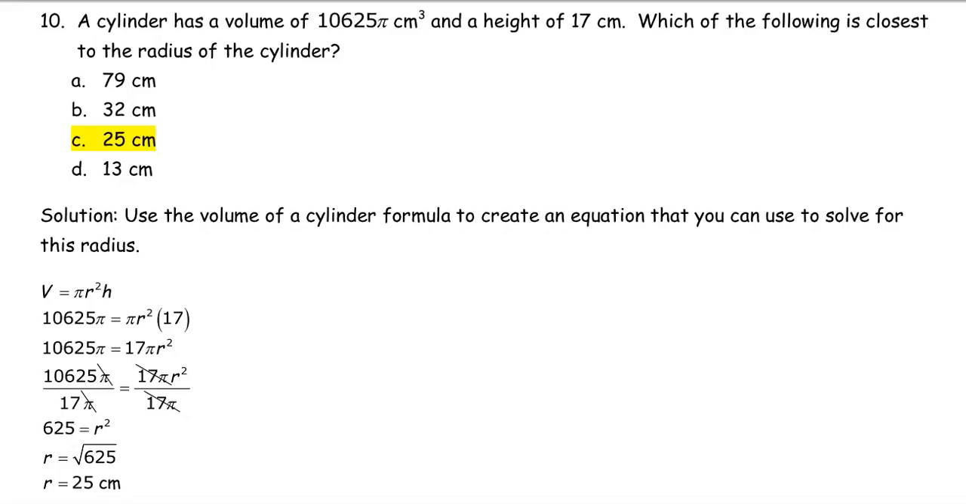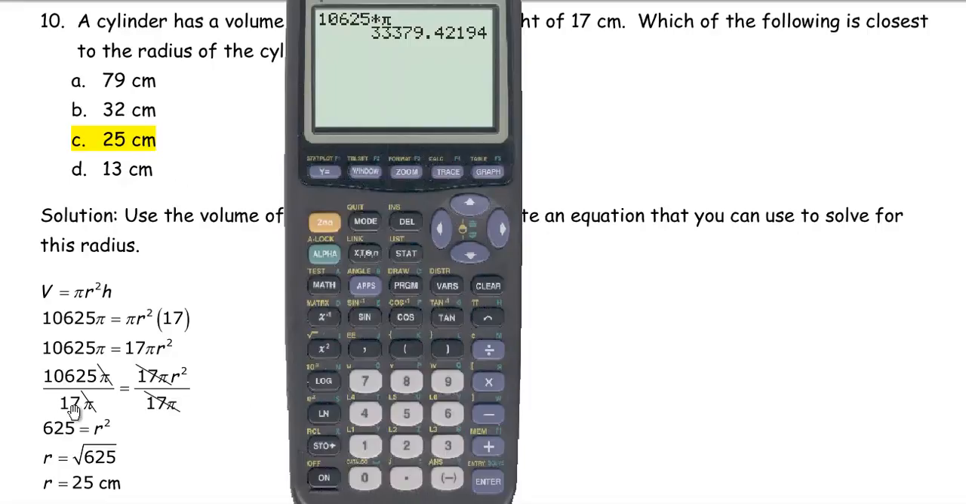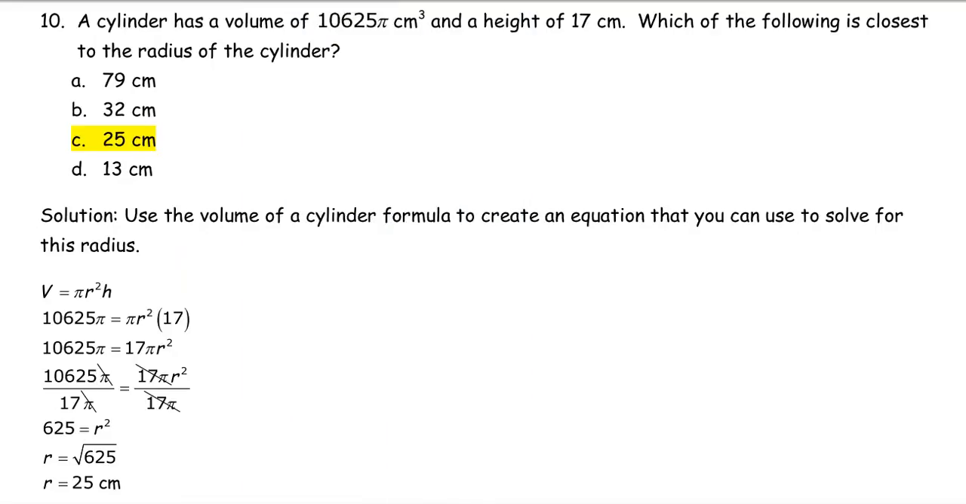Now if you had multiplied that 10,625 by pi, that's what you get. And see, now we're going to divide that, so the answer is my last answer here, by 17 pi. So if I put in brackets 17 times pi, it works out to 625. So you can multiply it out or not, it doesn't matter, you will get the same value anyway.